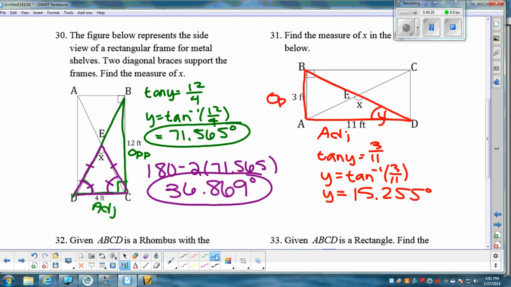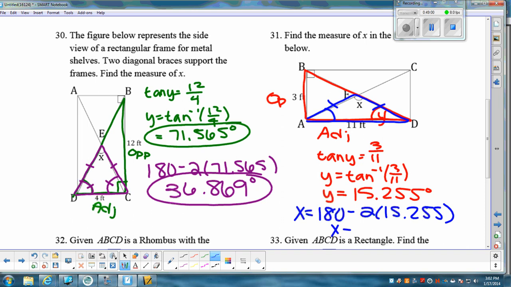degrees. And then I look at my triangle that involves angle x. Again, I have that AE is equal to DE because it's a rectangle and our diagonals bisect each other and they're congruent, which means that angle y was congruent to this angle also. I find x again: 180 minus 2 times 15.255. So x equals 149.49 degrees.